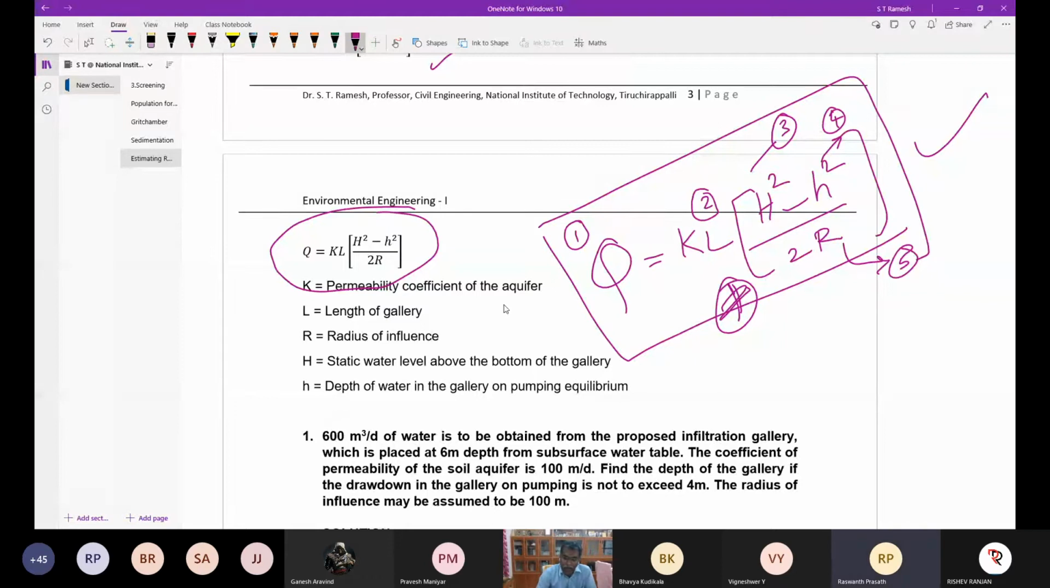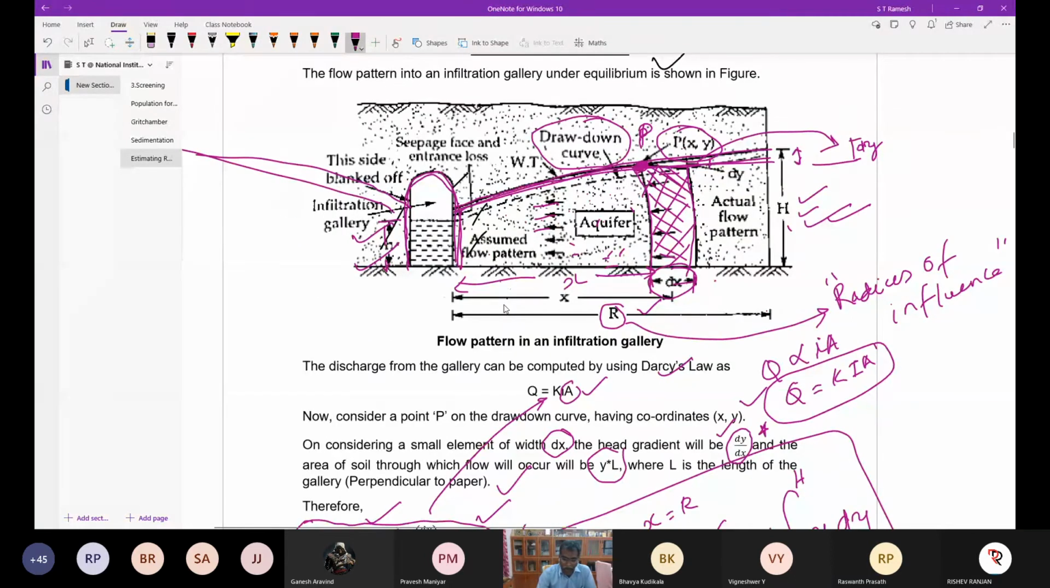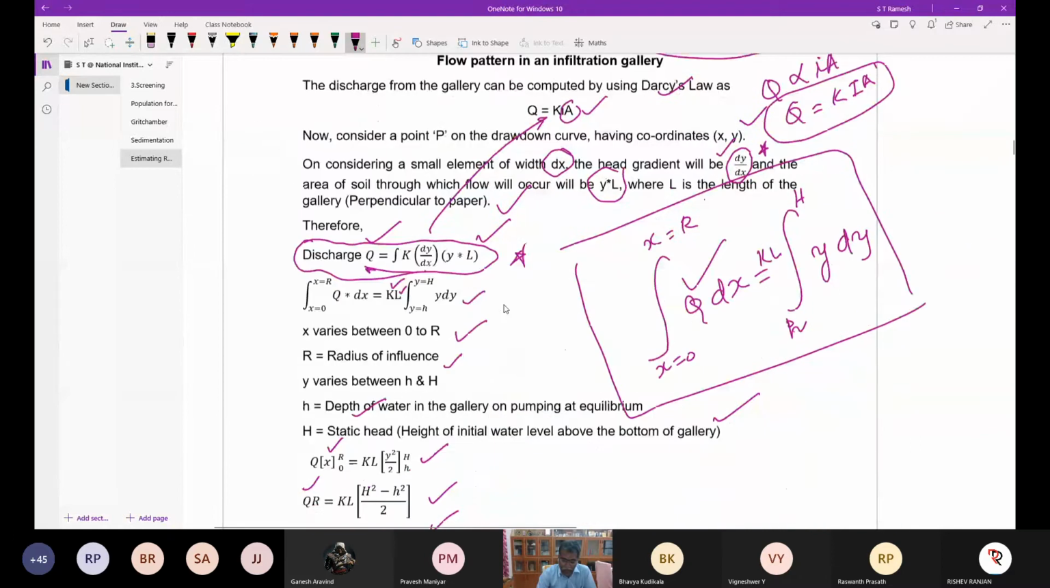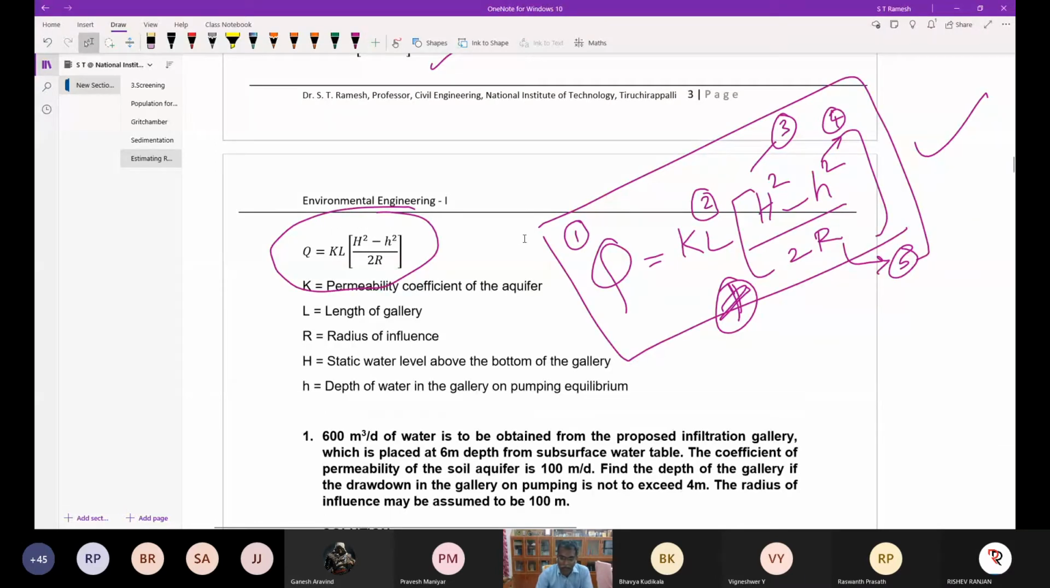So the only thing is about these fundamentals: that flow pattern in the infiltration gallery and how to calculate or solve for Q based on Darcy's equation. Let me give one sample problem. If you find any textbooks, you may get a lot of problems to calculate, but not very tricky or high-level problems, only on these combinations. And if you are able to understand the problem neatly, then you can solve any number of problems.